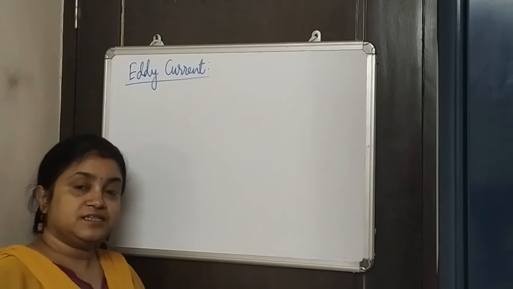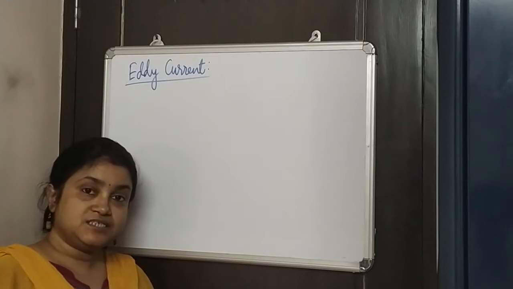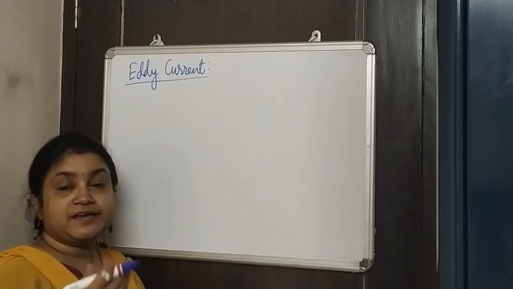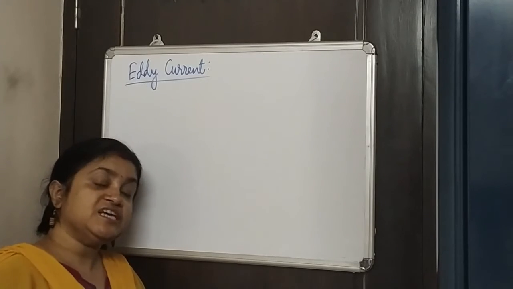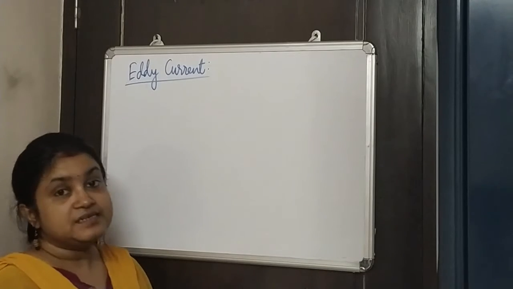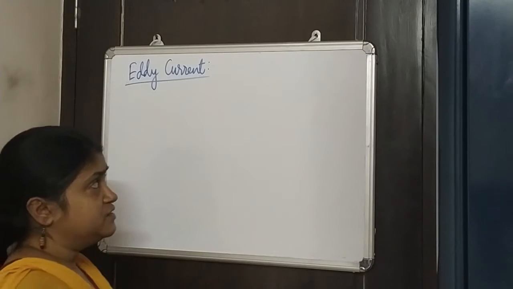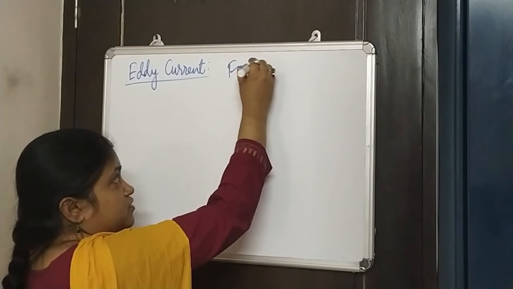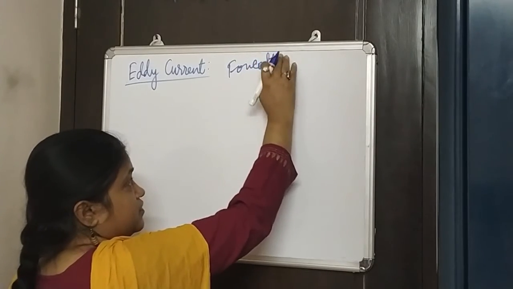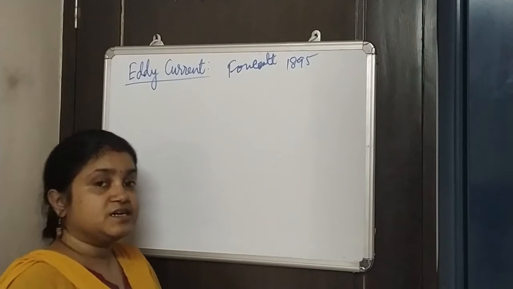Eddy currents are currents that are generally induced when the magnetic flux is changing. As we have already said, when the magnetic flux is changing, there is an EMF generation, and due to this EMF there is a current which is called eddy current. It was first observed by a scientist called Foucault in the year 1895. That is why it is also called Foucault's current.